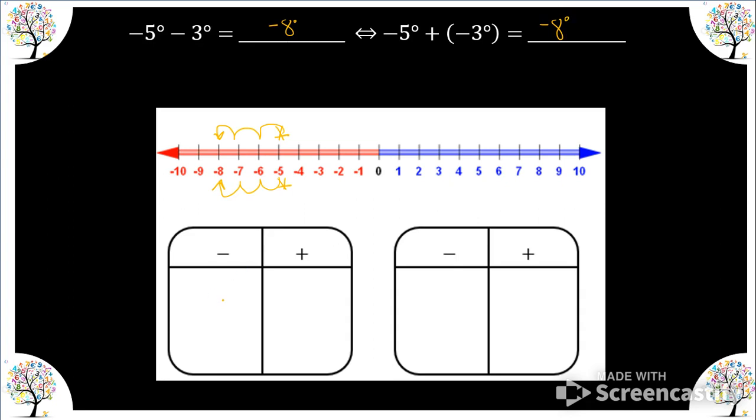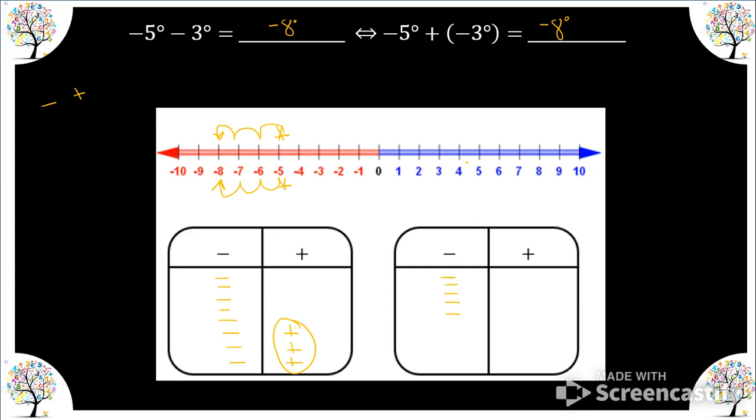We can see this with our integer tiles. So we have negative 5, and we're going to take away 3. We don't have any positives to take away, so what we do is create a zero pair. If we have a negative and a positive, that really is the value of 0. So I need to have 3 positives, so we're going to create 3 zero pairs. And now we are going to take away 3 of those positives. And what do we have left? We have 8 negatives.